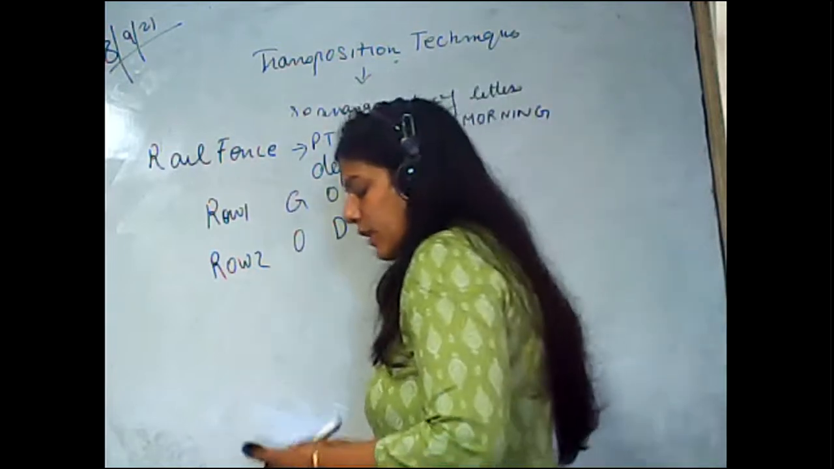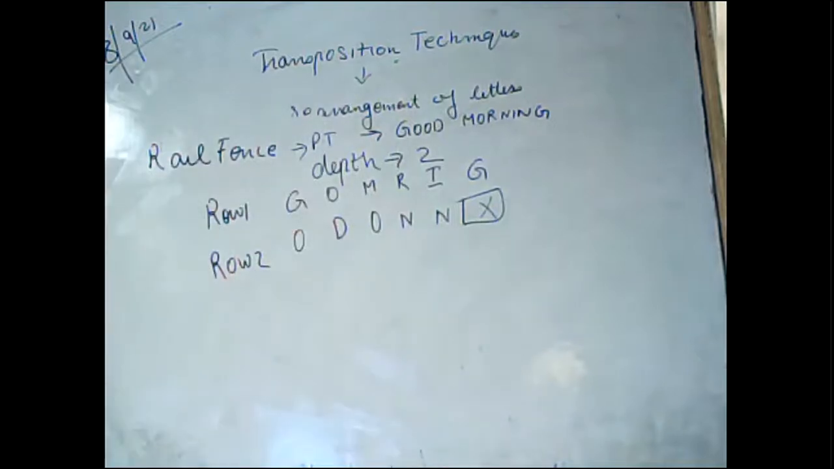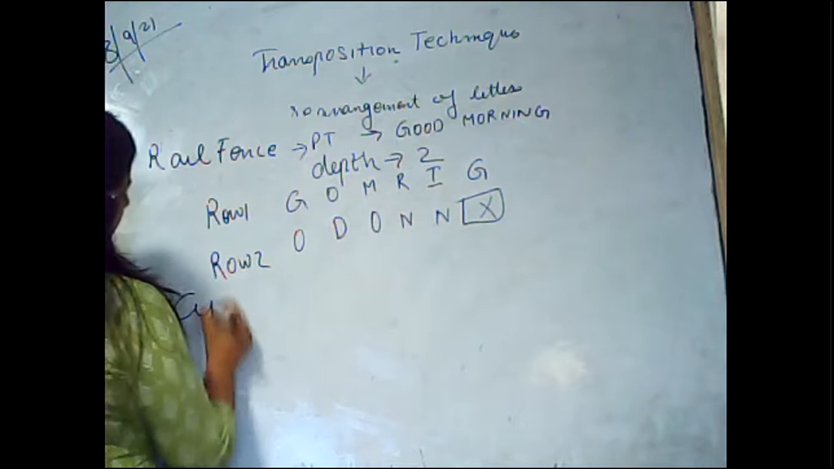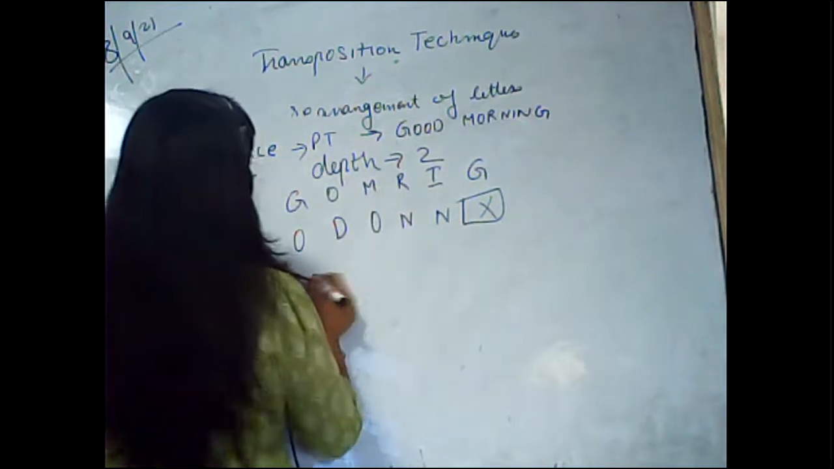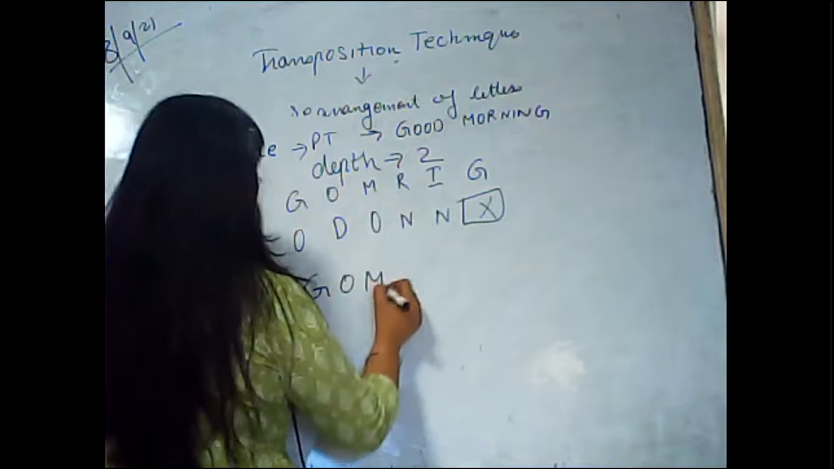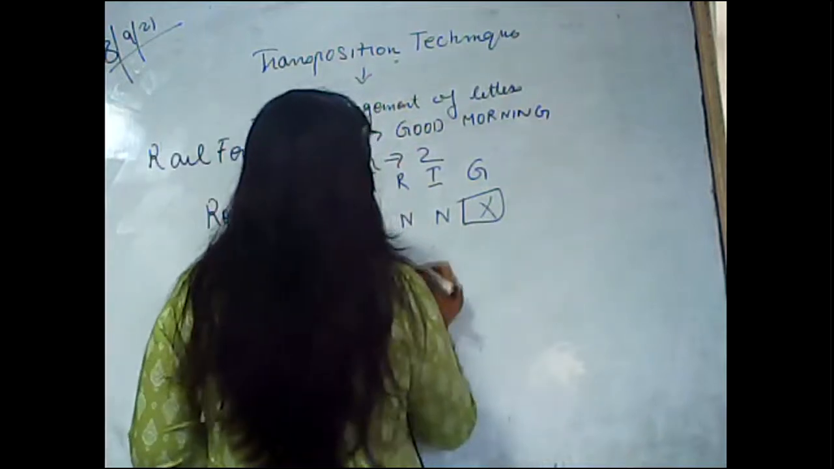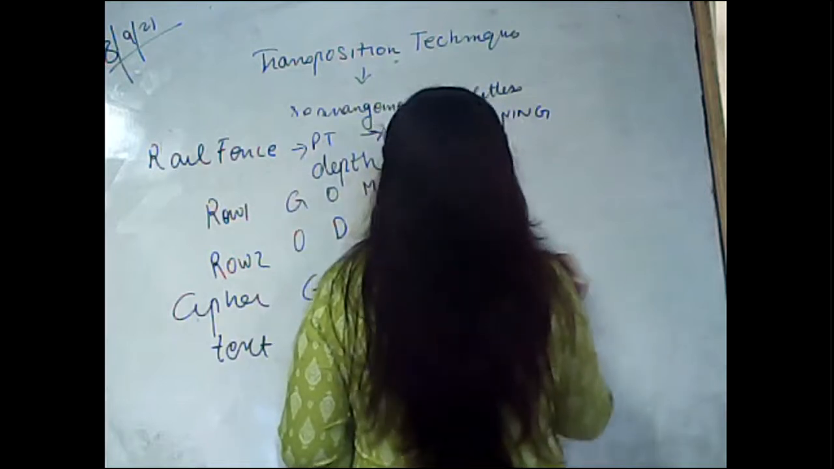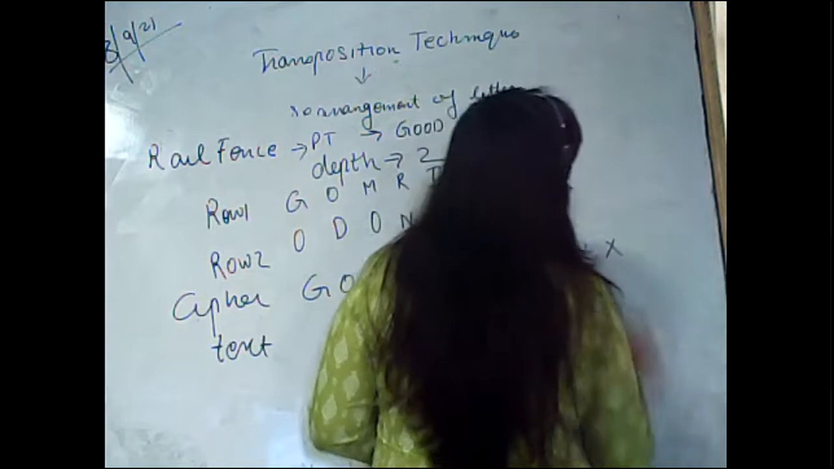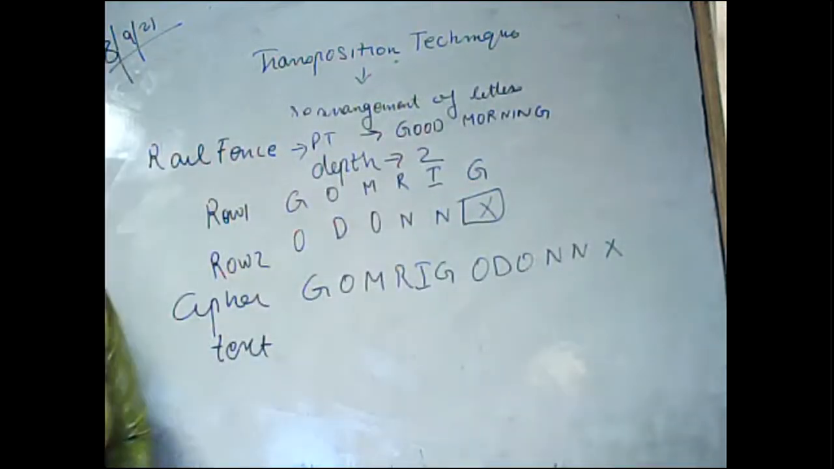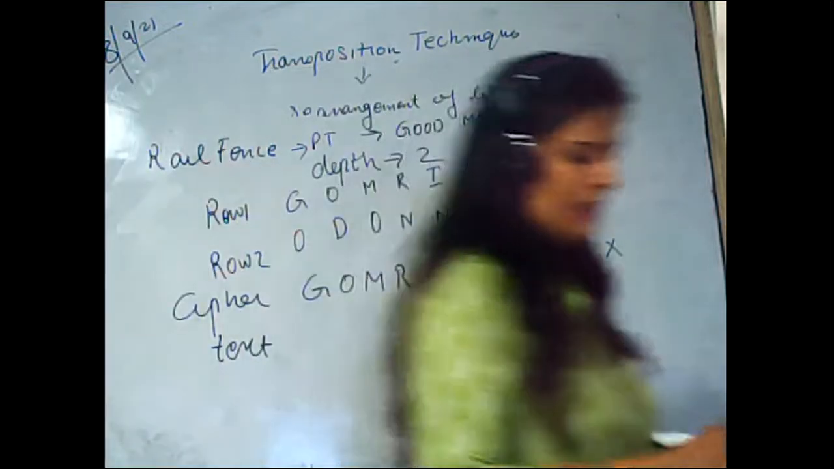Now how can I conclude my ciphertext here? How will I get my ciphertext? Like this, I will be writing the ciphertext: GOMRIGON, and last will be your X. This is how you are representing a rule.